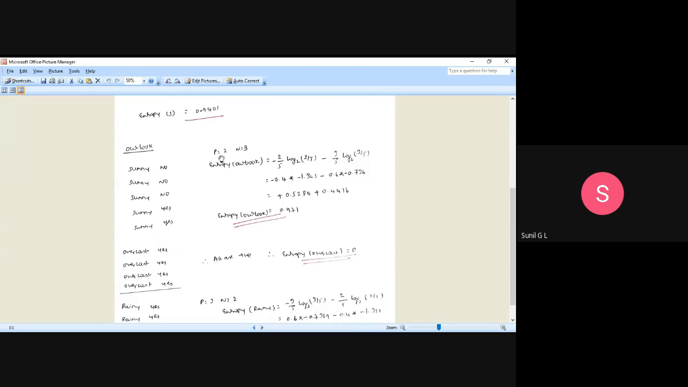3 divided by positive plus negative, 2 plus 3, it will be 5. Log 2 of negative divided by positive plus negative. So negative is 3, positive plus negative is 3 plus 2, which is 5. When I calculate this one, I will get minus 0.4.